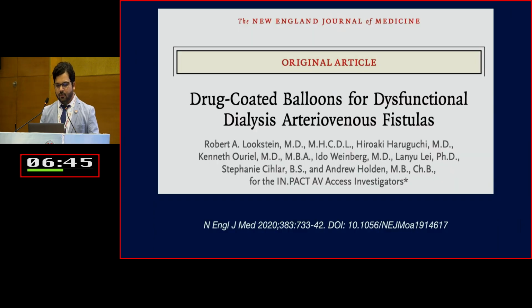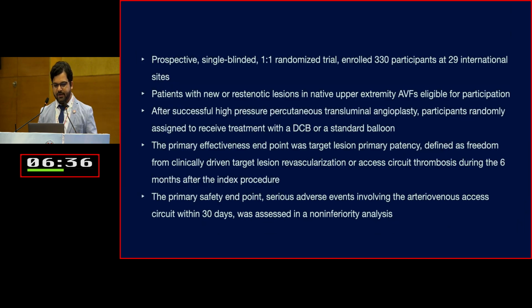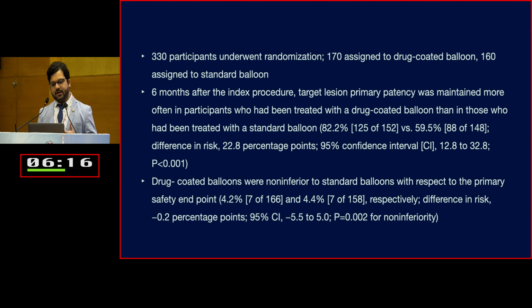This was the latest report, published in the NEJM, one of the standard journals all over the world, in 2020. It was a prospective single-blinded 1:1 randomized trial of around 330 patients. Patients with new or restenotic lesions were eligible. After high-pressure percutaneous transluminal angioplasty, the participants were randomly assigned to receive a DCB or a standard balloon. Then primary patency and target lesion revascularization were assessed.